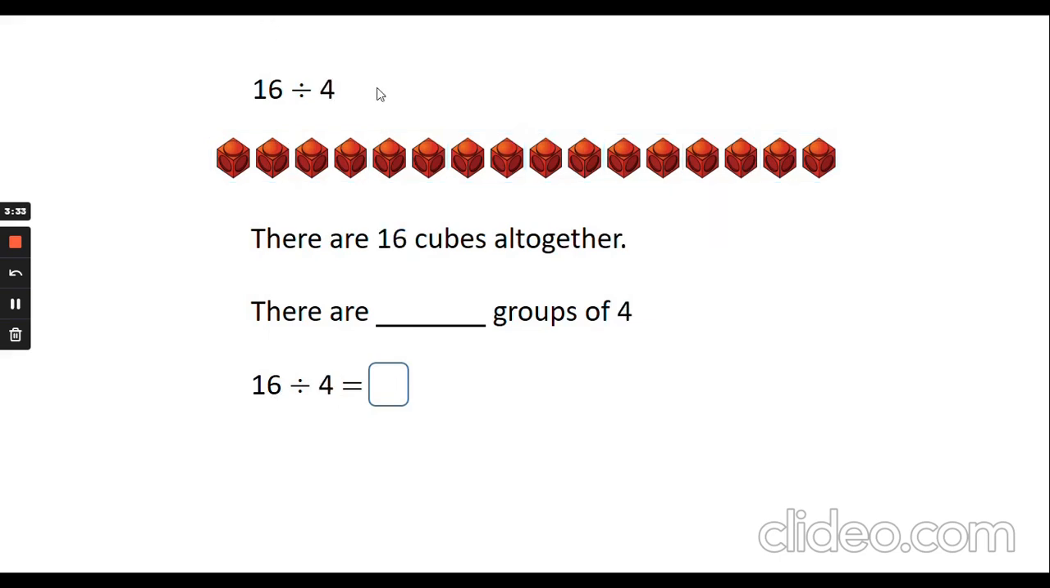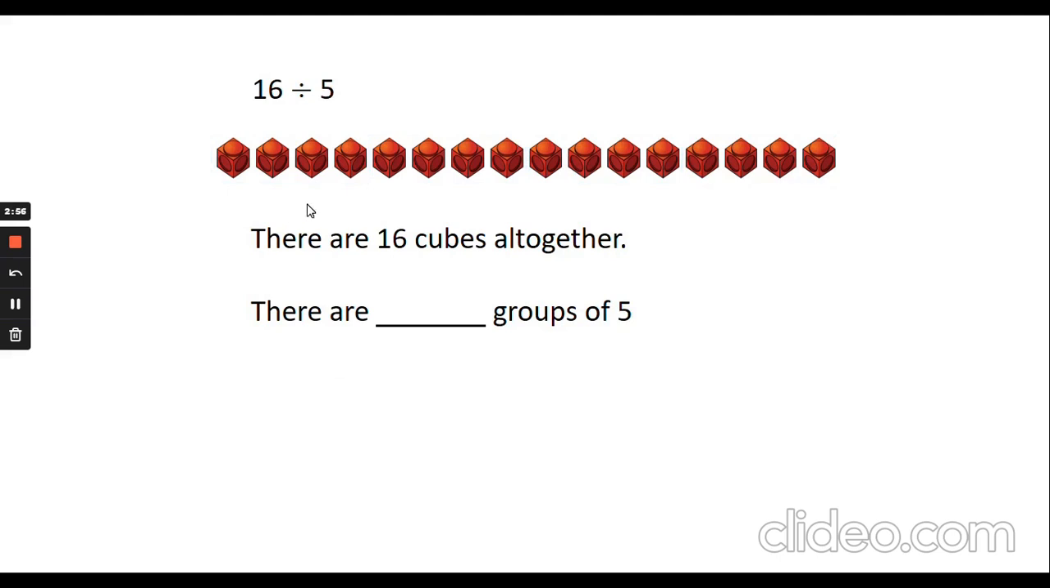Let's look at doing this for 16 divided by 4. We are dividing by 4, which means now we are making groups of 4 with our pictures. So I'm going to group 4 cubes together each time until I've used up all of my cubes. There are 16 cubes altogether. There are 1, 2, 3, 4 groups of 4, which means 16 divided by 4 equals 4.